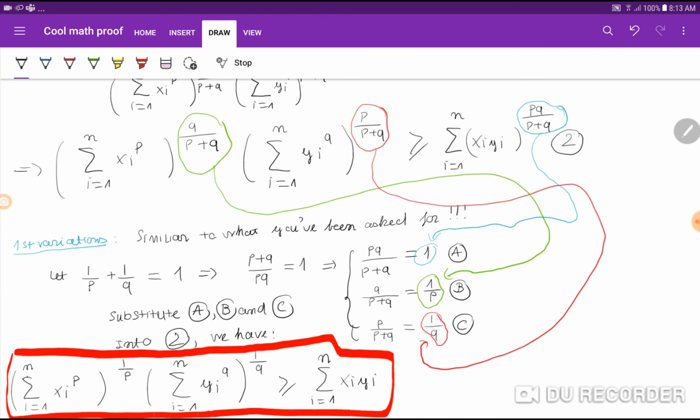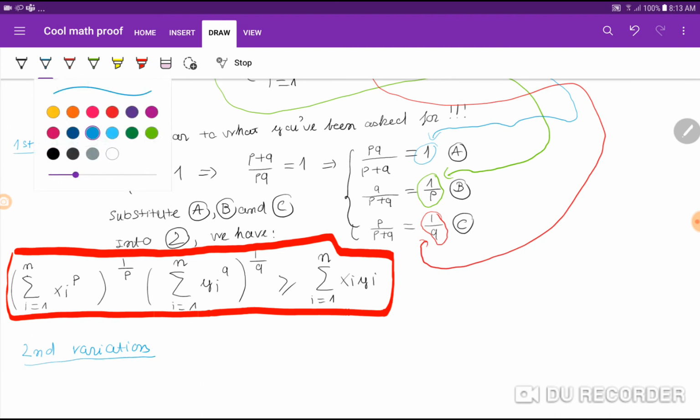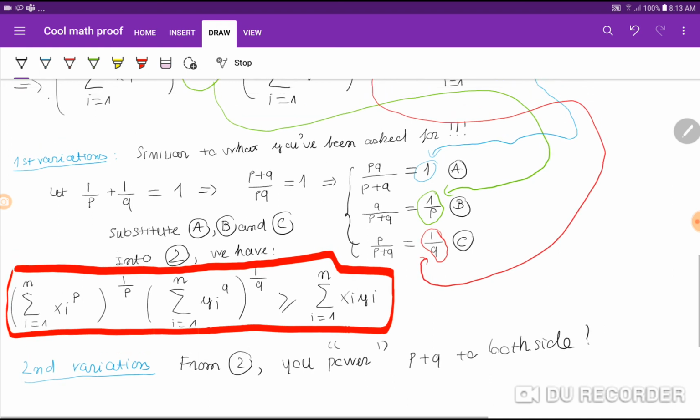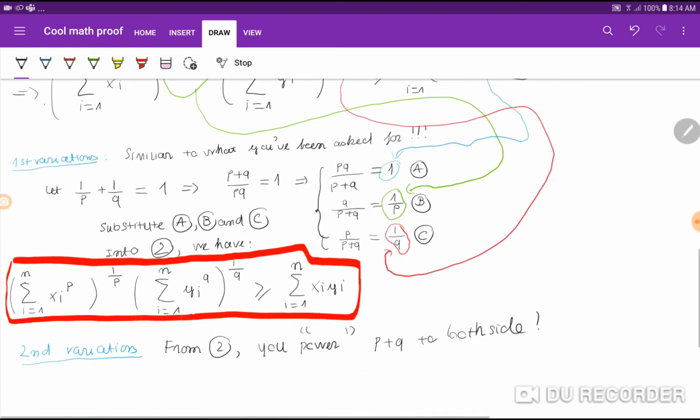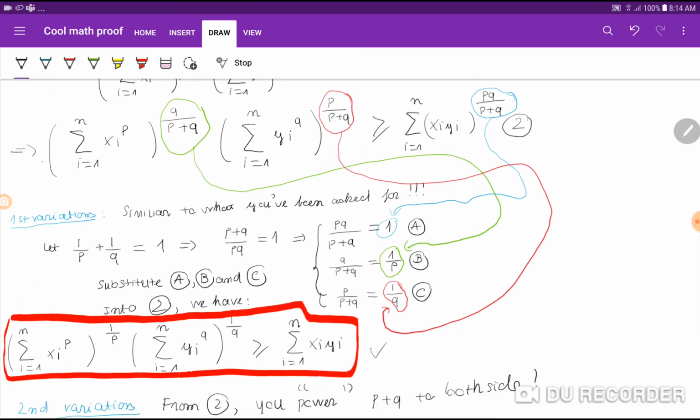Okay, but I'm gonna show you the second one, which is more intuitive. Let me write down the second variation. From 2, you raise the power p plus q to both sides. I think this one is more intuitive. The problem is good, but I think this one is more intuitive when you actually do inequalities. This is just what the problem asks you to do, but that's just my personal opinion.